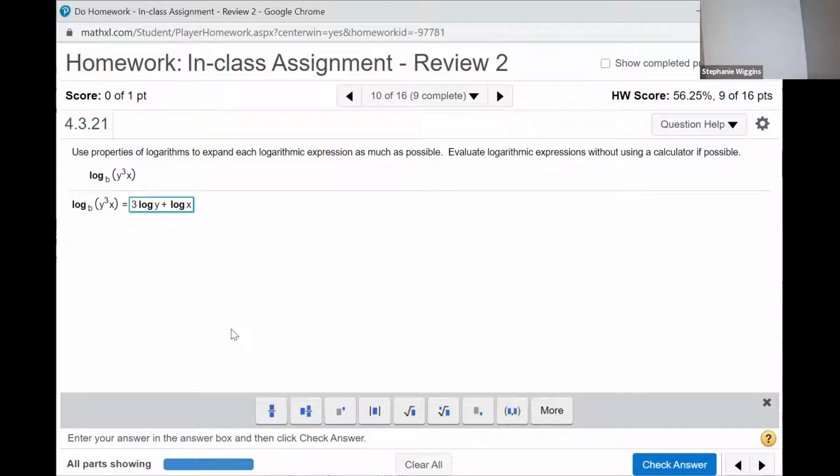What do you do with the base? Oh, I forgot the base. I better put that in. So here's the base, b. And when you're expanding, the base just stays the same. It doesn't change. So your bases are going to match on the log there. Okay, that's better. Thank you. All right.